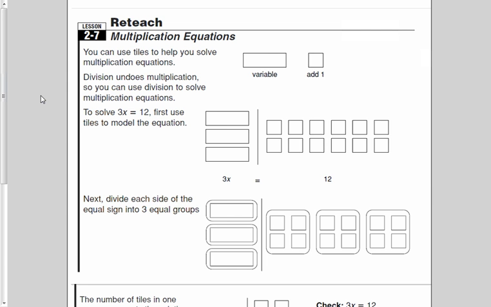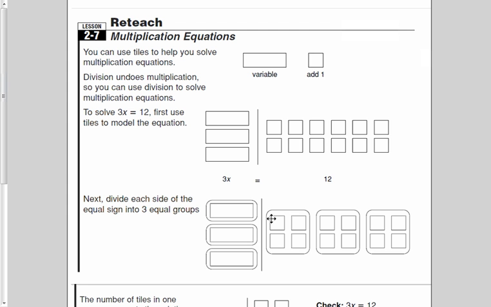So on one side of our balance, we have 3 x's. We don't know how much each x is worth, but we know that we have 3 of them. On the other side, we have 12 units. Now, we want to figure out what one of these x's is equal to. Remember, our goal is always to get the variable by itself. So we want 1x to remain on this side and figure out how many units that would be equal to. So next, divide each side of the equal sign into 3 equal groups. So the opposite of x times 3, or 3 groups of x, would be to divide that by 3, and that'll get us back to 1 group of x.